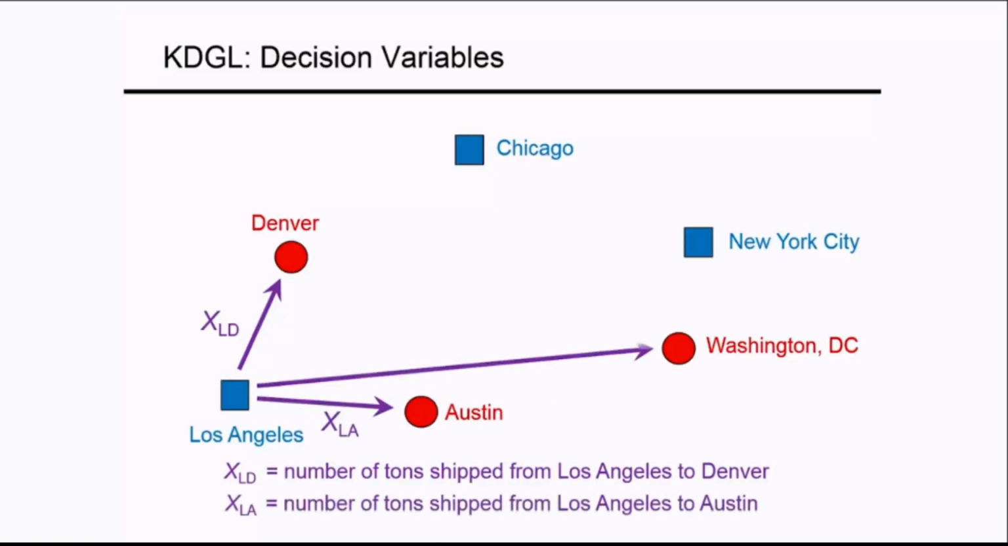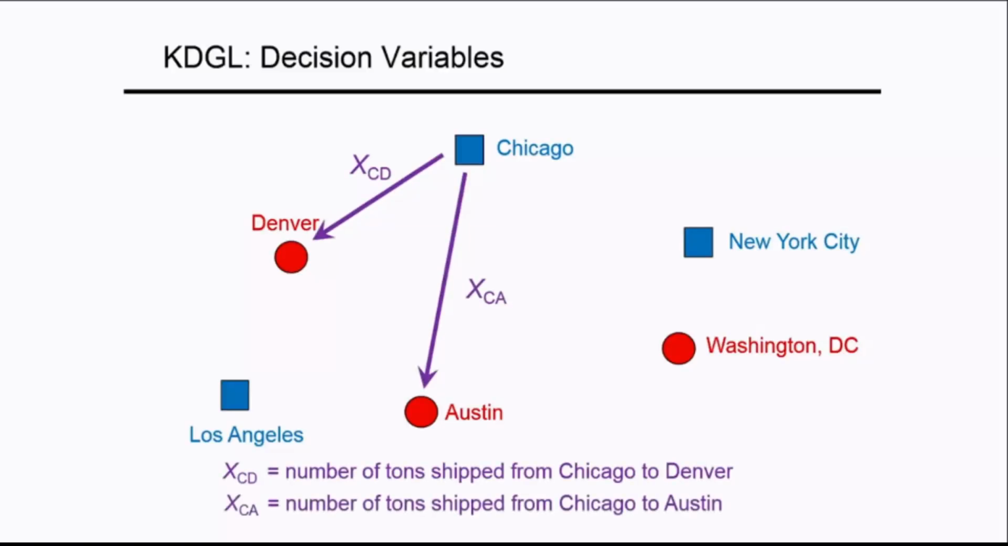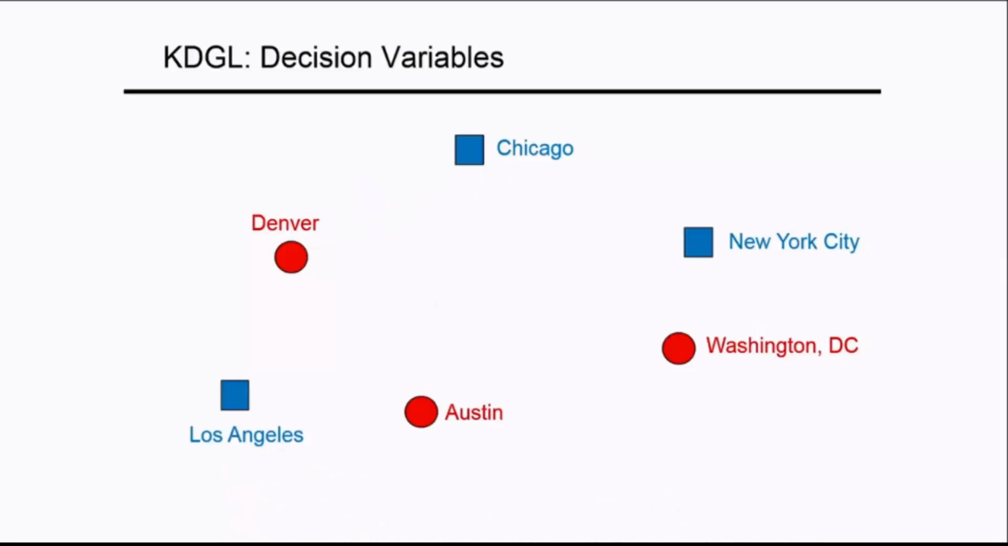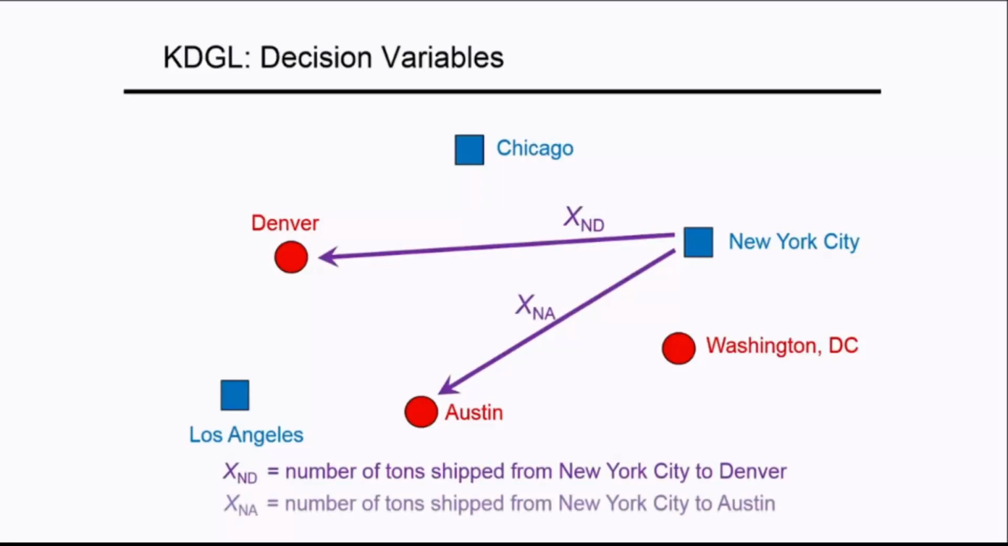Let's add 3 more variables to designate shipments from Chicago to Denver, Austin, and Washington, D.C. And let's do the same for the shipments from New York to Denver, Austin, and Washington, D.C. So we have 3 plus 3 plus 3, 9 decision variables.